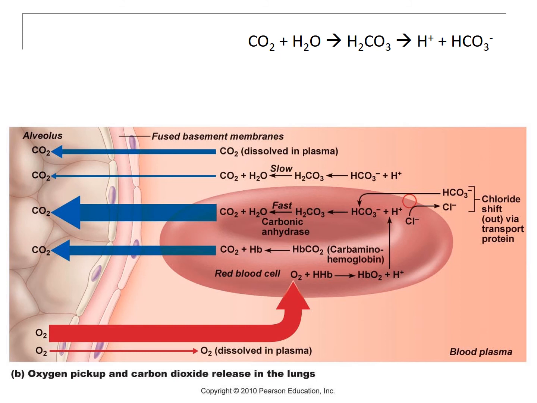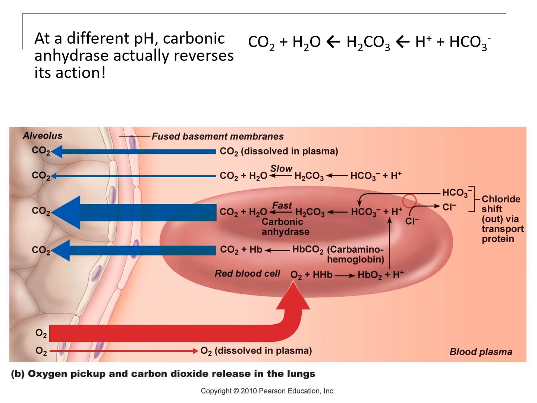You'll recall that carbonic anhydrase joined CO2 and H2O to make carbonic acid. Now the remarkable thing is that at the higher pH you find around the lungs, carbonic anhydrase actually reverses its action. It will take carbonic acid and split it into CO2 and H2O. At this point, the CO2 diffuses out of the red blood cell into the alveolar space, because the alveolar air has a lower partial pressure of CO2 than you find in the bloodstream. So the carbonic anhydrase will reverse its action.